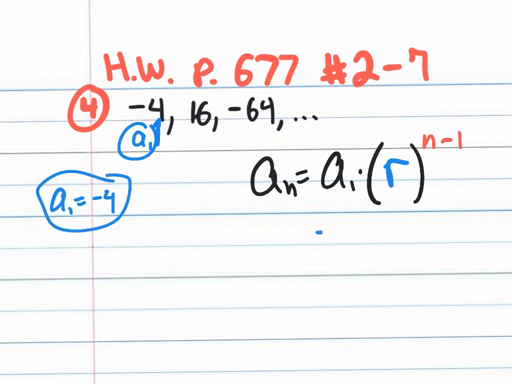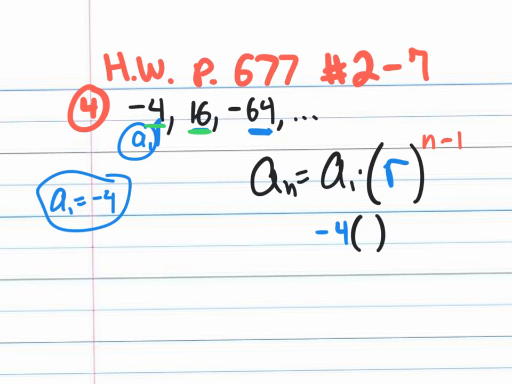So let's plug that in. The common ratio, we need to figure out what that is by taking a number and dividing by the previous number. So if you go negative 64 divided by positive 16 on a calculator, it'll give you negative 4. Or if you do positive 16 divided by negative 4, that'll also give you negative 4. So the common ratio, and a lot of times books don't write it in parentheses.